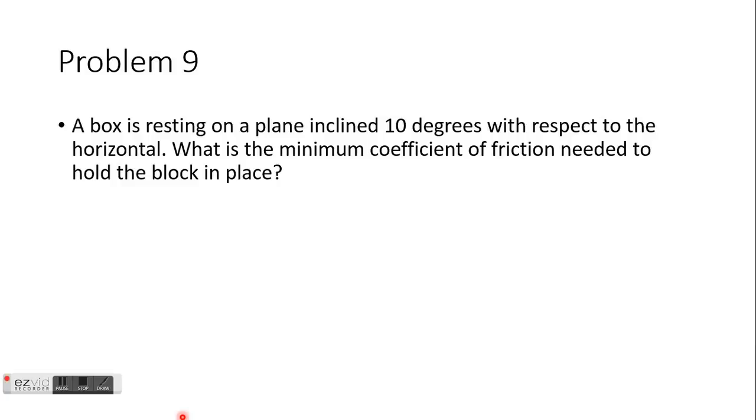Okay, next problem. A block is resting on a plane inclined 10 degrees with respect to the horizontal. What is the minimum coefficient of friction needed to hold the block in place? So friction would be acting in the x direction in this case. We're going to look at all the forces acting in the x direction. The only two forces are gravity and friction itself. And since we don't want the block to move, that's going to be equal to 0.